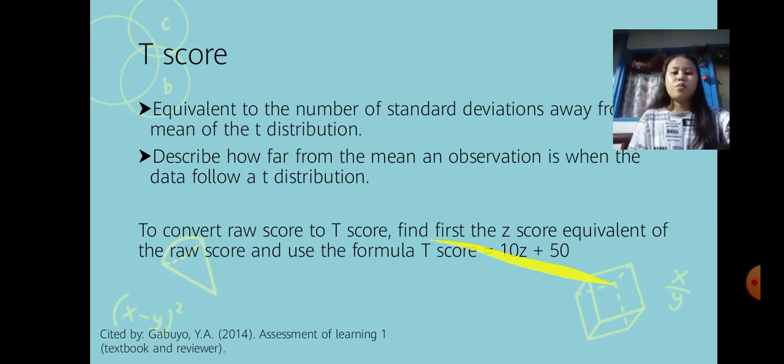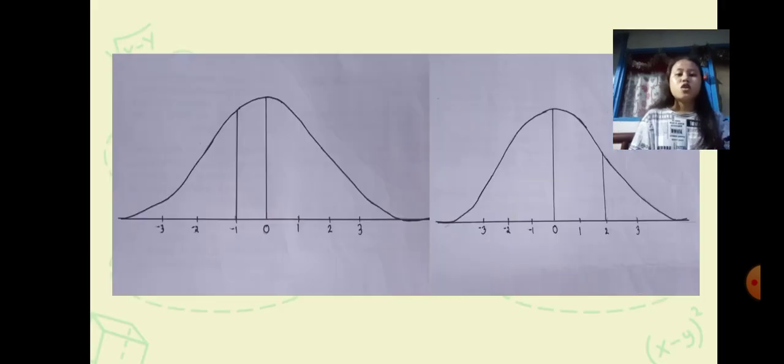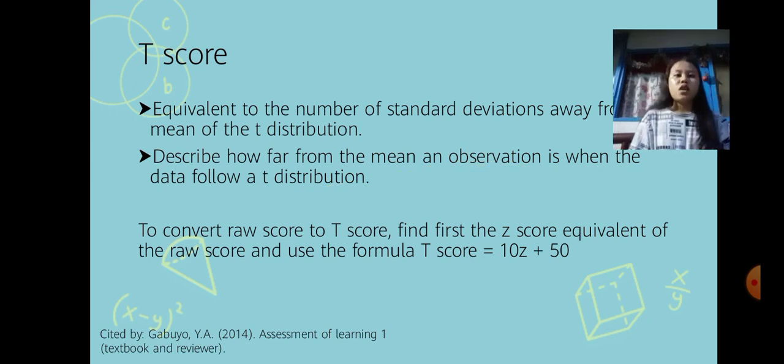So there are two possible values of z-score. Positive z if the raw score is above the mean, and negative z if the raw score is below the mean. To avoid confusion between the negative and positive value, use the t-score to convert the raw score. The t-score is another type of standard score where the mean is 50 and the standard deviation is 10. In z-score, the mean is 0 and the standard deviation is 1. To convert the raw score to t-score, find first the z-score equivalent of the raw score and use the formula t-score equals 10z plus 50.